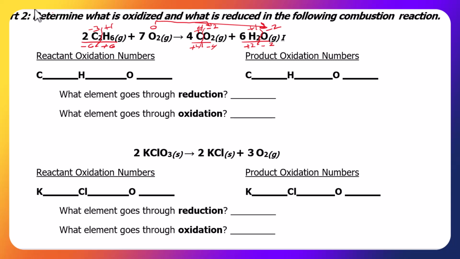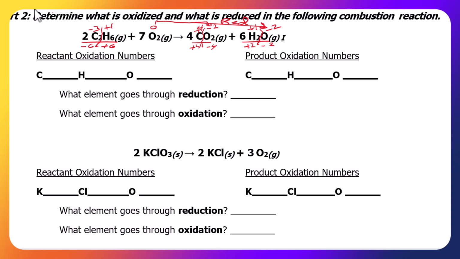So oxygen on the reactant side went from a 0 oxidation state to a -2 oxidation state on the product side. Using the product side to tell what happened to the oxygen on the reactant side, we can see that the oxygen on the reactant side gained electrons. That means that it was reduced. This is the process of reduction, gaining electrons.